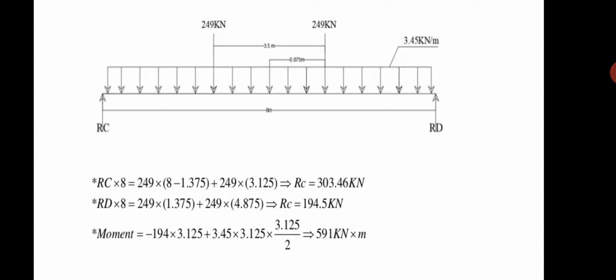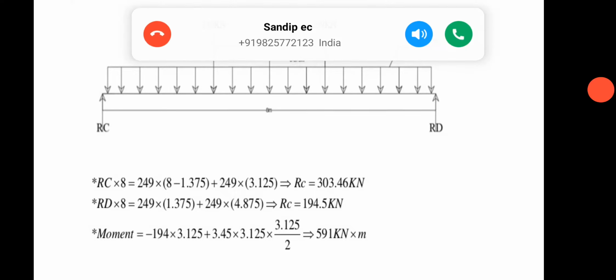Now we calculate moment. The distance is 3.125. How do we calculate the 3.125? The total span is 8 meter, so at the center it should be 4 minus 0.875, so it is 3.125. It is the distance between RC and the first wheel load. So taking moment, we find moment 591 kilonewton meter. It should be the total moment acting.